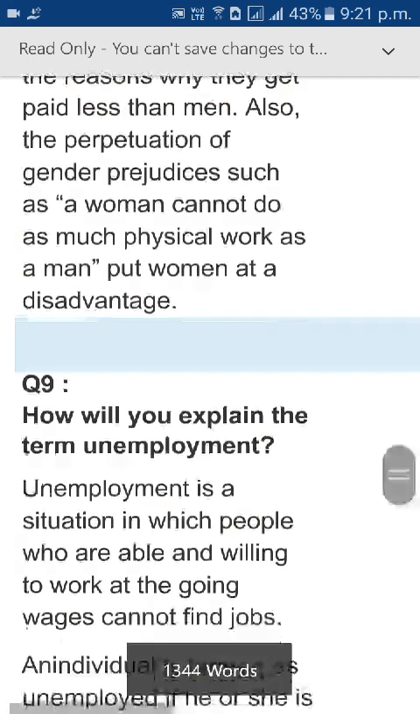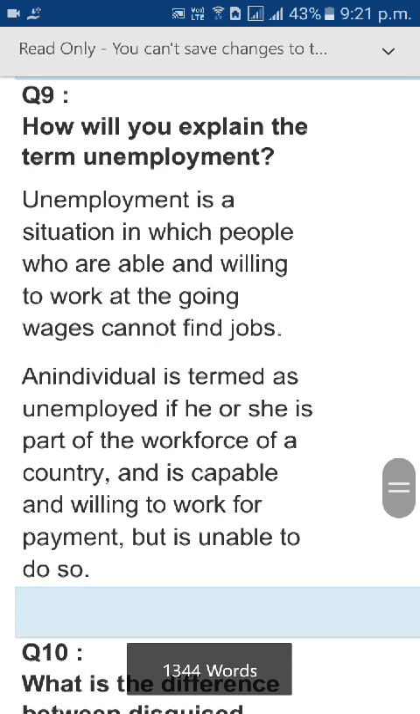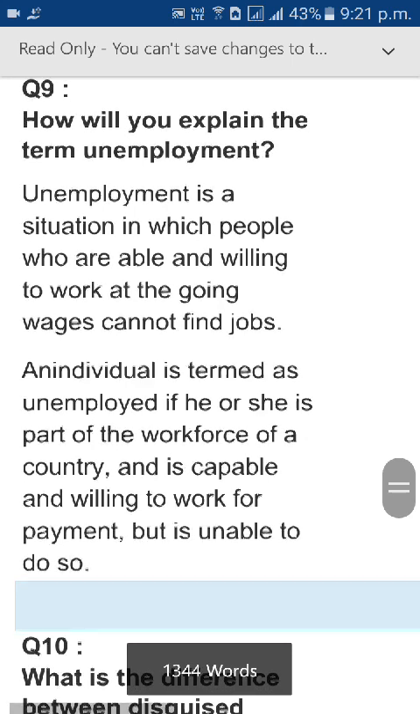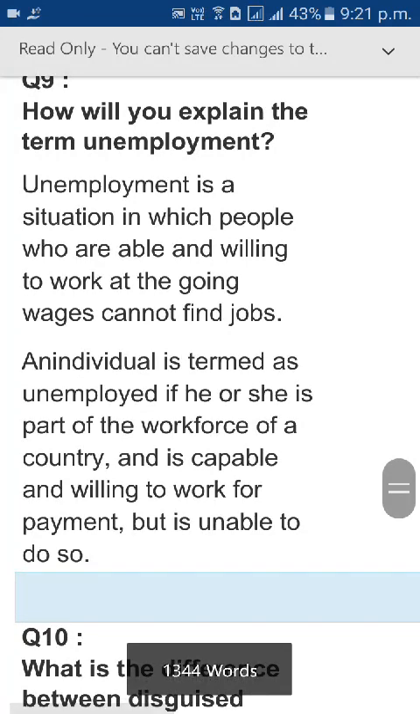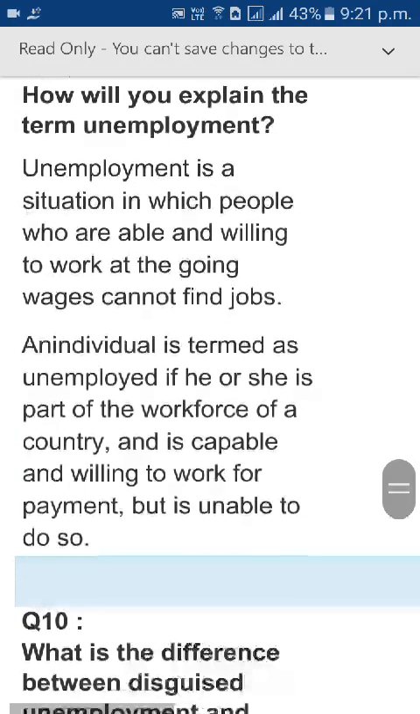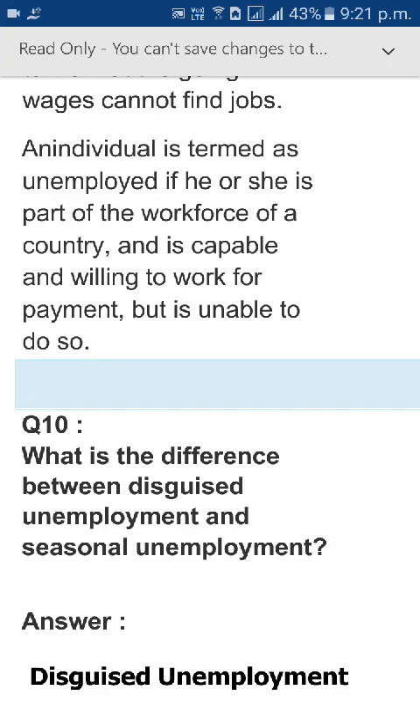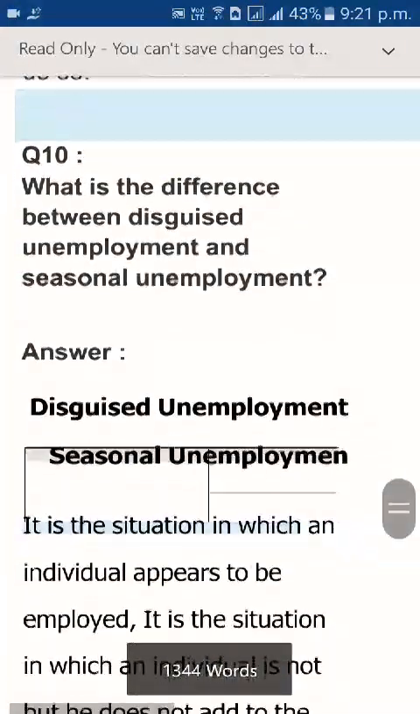So, the ninth question is, how will you explain the term unemployment? Employment is a job, and unemployment is no job. So here we can understand, unemployment is a situation in which people who are able and willing to work at the going wages cannot find a job. An individual is termed as unemployed if he or she is part of the workforce of a country and is capable and willing to work for payment but is unable to do so. So unemployment means not-working people.